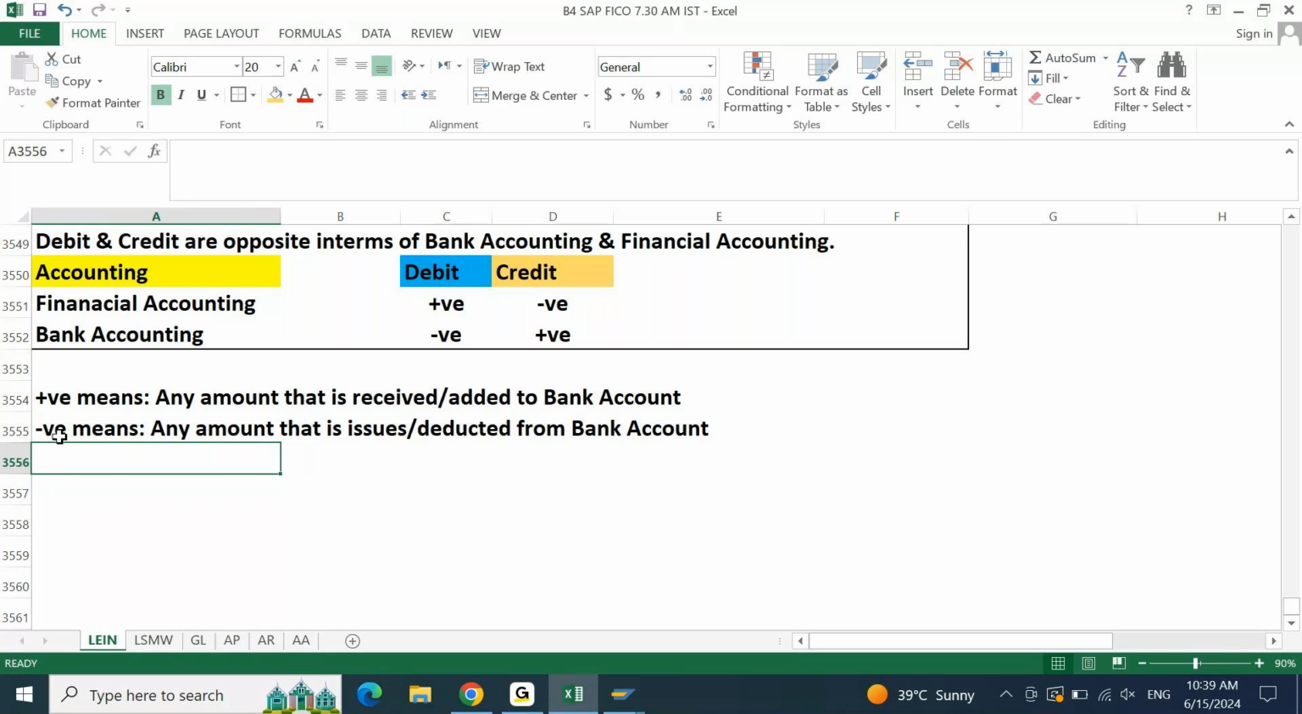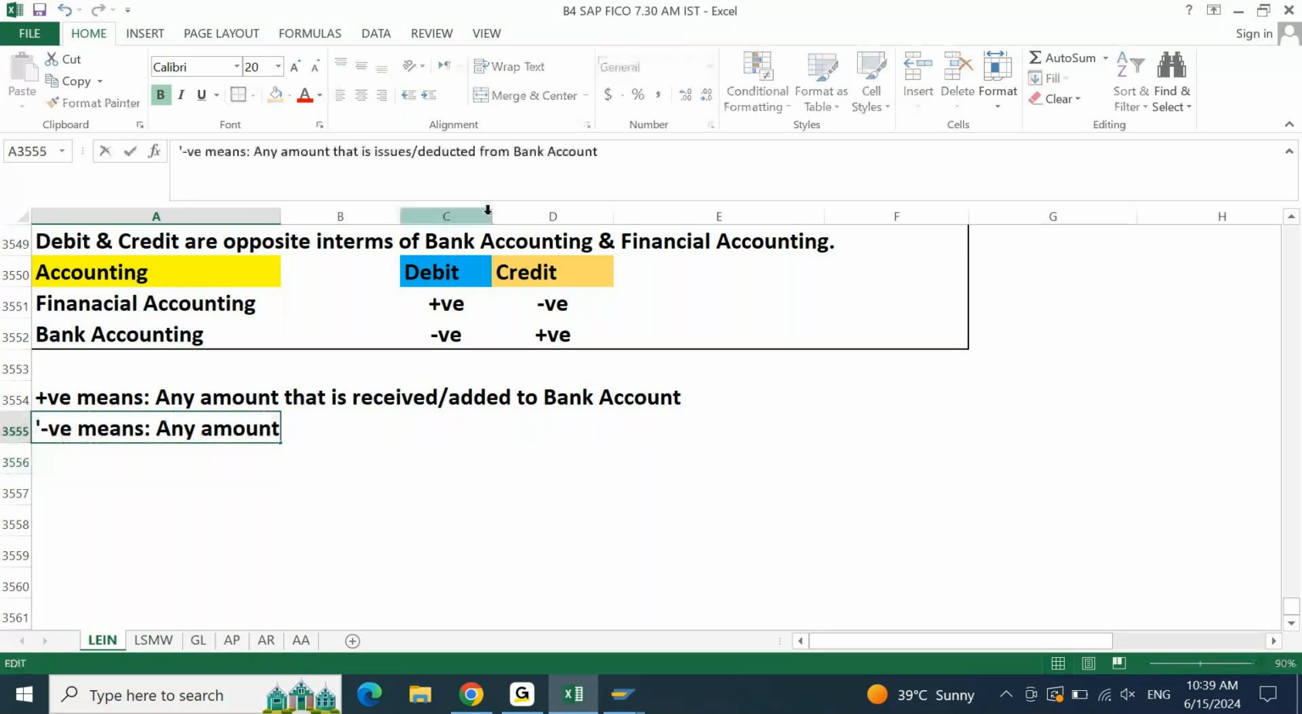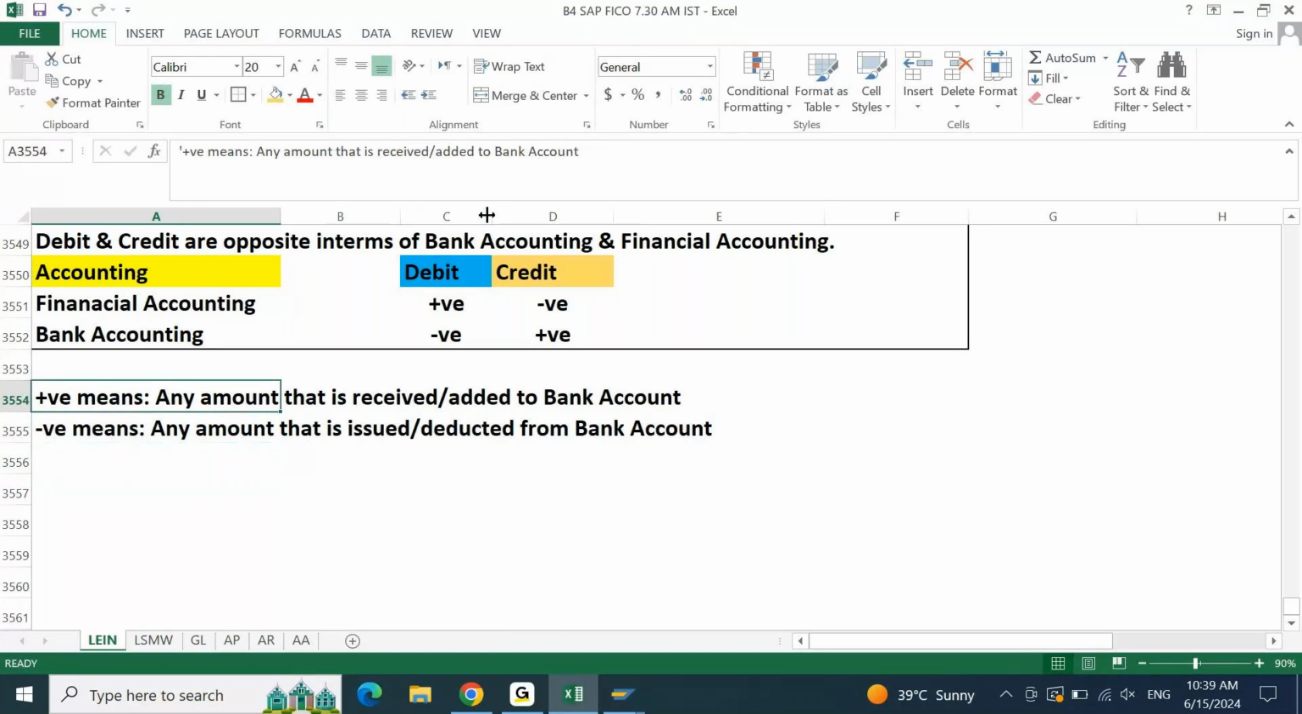Meaning here you are not representing anywhere debit and credit. If you see, there is nothing called a debit here, there is nothing called a credit here, because debit and credit are opposite from banking and then from your accounting. Meaning accounting, when you're talking about financial accounting. Similarly, when you're talking about banking, you're talking about bank accounting. So do not have any confusion here.